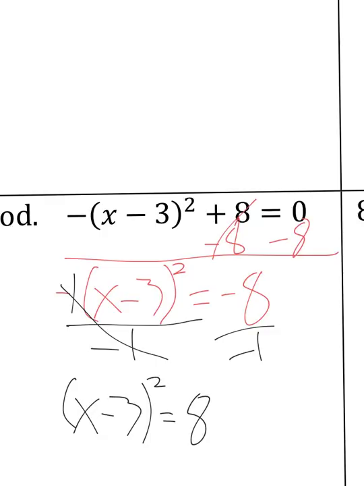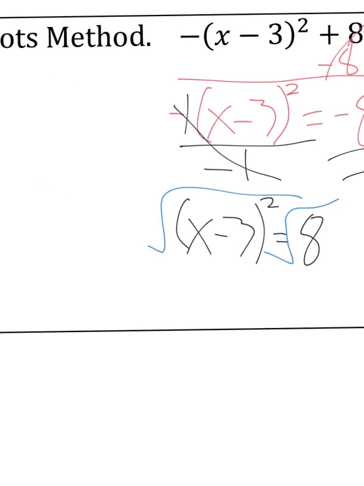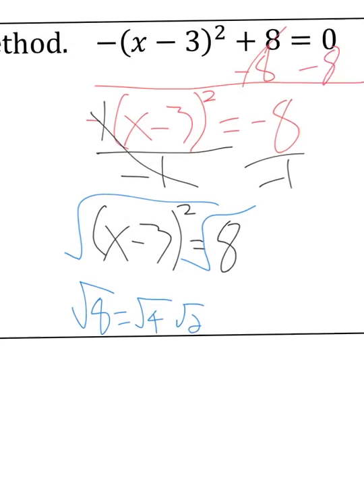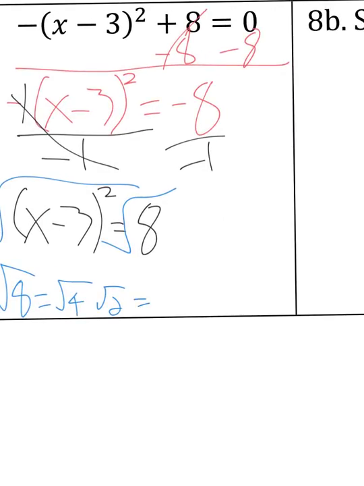Oh, squared. So now square root. The square root of 8, how would that simplify? Okay, so square root of 8 is square root of 4 times 2. And the square root of 4 is plus or minus 2. And the square root of 2 wouldn't simplify, so I'm going to write the square root of 8 equals plus or minus 2 square root 2.